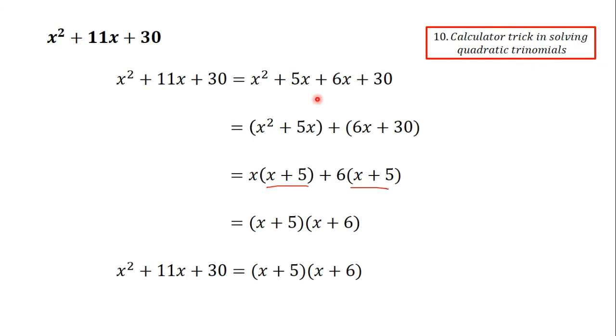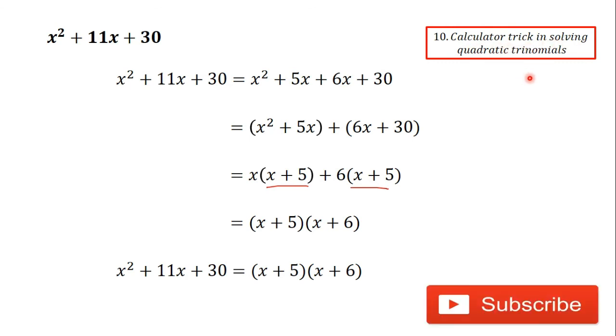In that video, I explained how to use your calculator to find those two numbers that will give you A times C when you multiply and B when you add. So if you want to learn how to use your calculator to do that, please go to the videos on algebraic expressions and watch the video number 10. The title of that video is Calculator Trick in Solving Quadratic Trinomials.